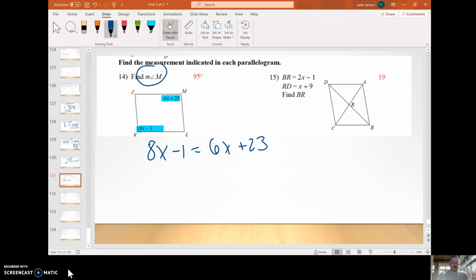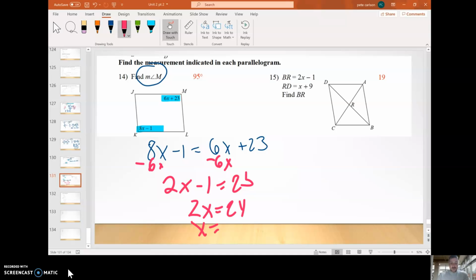Now make sure you pay attention to what the measure of the angle is. So when I take away 6x on both sides, I get 2x minus 1 equals 23. Add 1 to the other side, you get 2x equals 24. So therefore, x equals 12. So I'm going to take that 12 and plug it in here. Well, 6 times 12 is 72, and 72 plus 23 is 95.